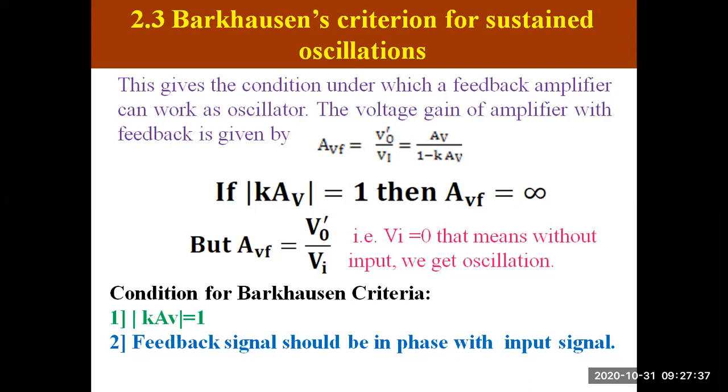Therefore, what is the condition for Barkhausen criteria? Barkhausen condition काय? Mod of K into AV is equal to 1. That means loop gain must equal to 1. This is the Barkhausen criteria for sustained oscillation. किती सोपं आहे सांगा. म्हणजे this is the condition under which a feedback amplifier can act as an oscillator.